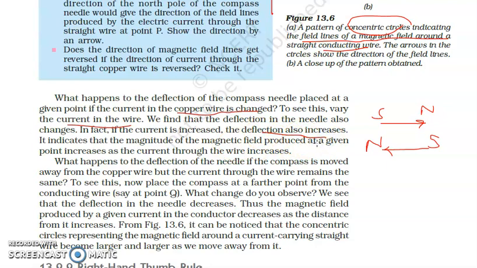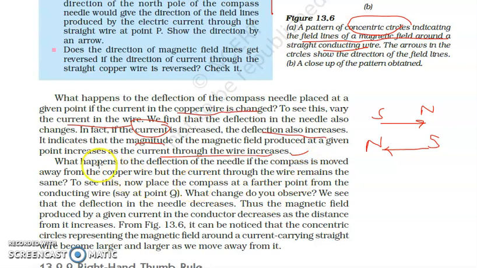Maybe because the magnetic field would be much stronger if the current is increased. है ना? जैसे हम current की value बढ़ाएंगे, तो magnetic field भी बढ़ जाएगा. तो magnetic field बढ़ने की वजह से deflection भी बढ़ जाएगा. It indicates that the magnitude, means the value of the magnetic field produced at a given point, increases as the current through the wire increases. This we have already discussed.